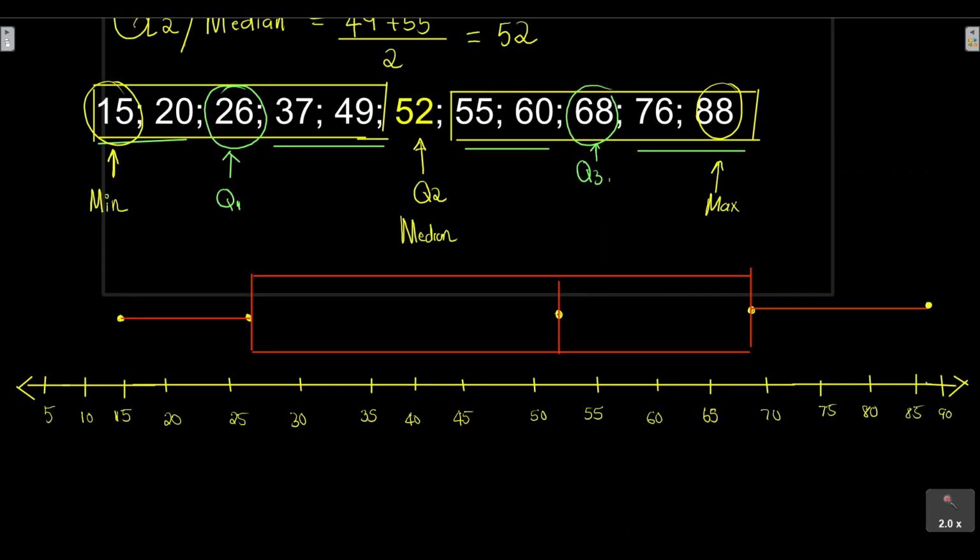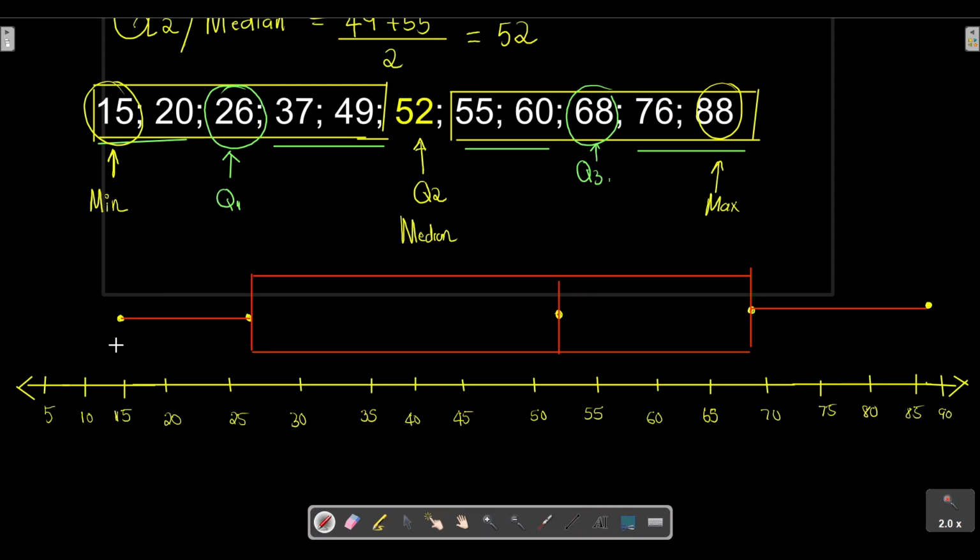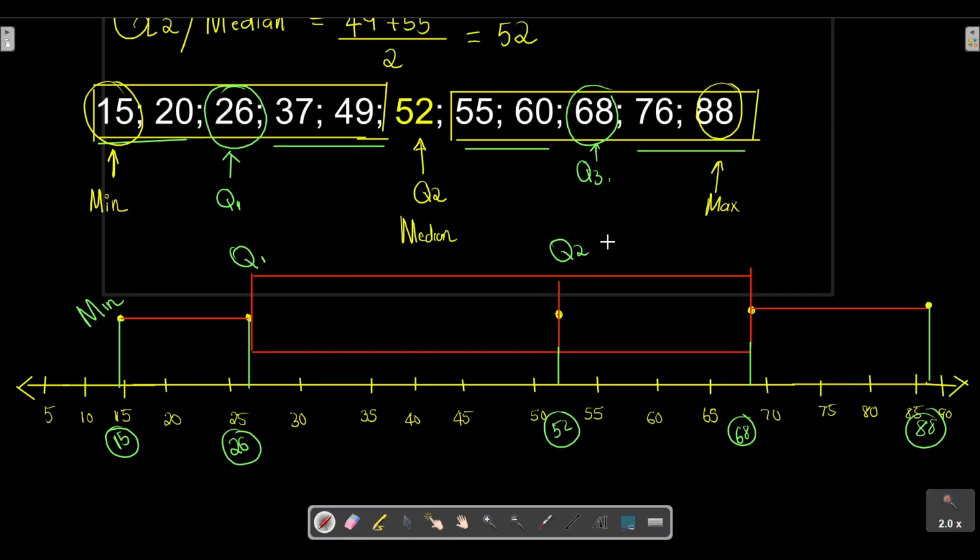Please note, I'm still going to represent what the minimum is and what the maximum is on the box, or I'm even going to just show it here. So this value here is 15. This value here is 26. This value here is 52. This value here is 68. And this value here is 88. So this is our minimum value, this is our Q1, this is our Q2, this is our Q3, and this is our maximum value. So now we've displayed the 5 number summary of this set of data on our box and whisker diagram.